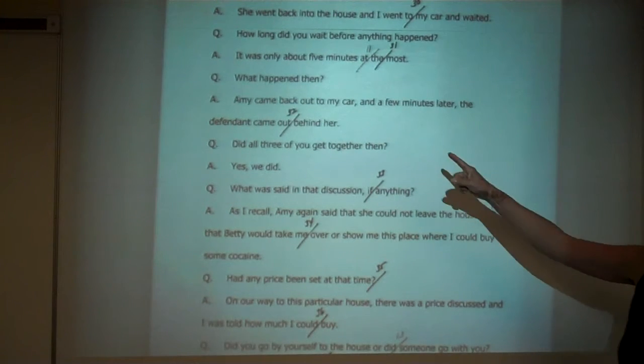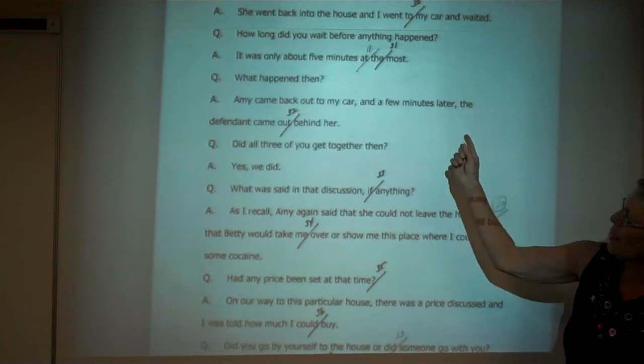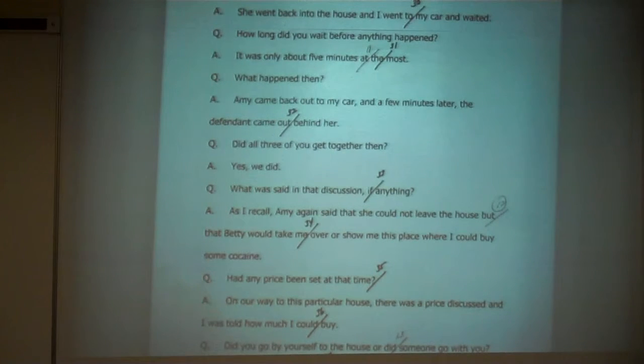Now, I do agree with these commas here. I didn't put the one after minutes later. And I guess that goes back to what you just said. But I think both of those are correct.